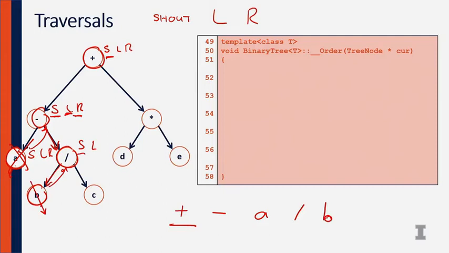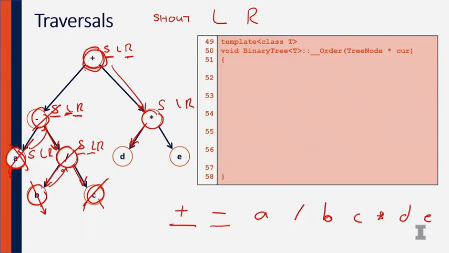We've done shout, we've done left. We now need to go right. Shouting out C. Left and right goes nowhere. Done with C, done with division, done with minus, back up to the plus, the root node. Now we need to go to the right. Going to the right, we now have the multiply sign, shout it out, left, right. Left node goes to D, then right node goes to E.